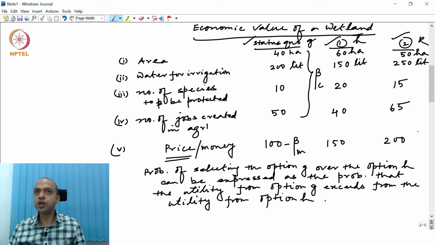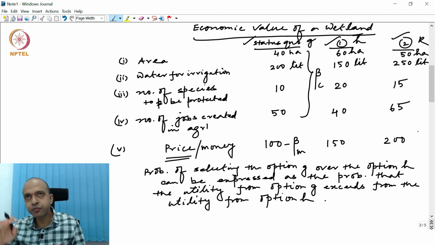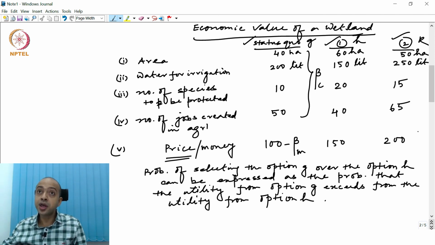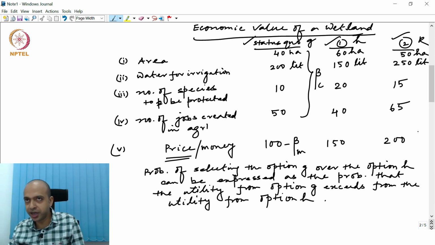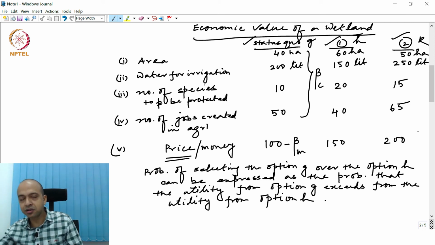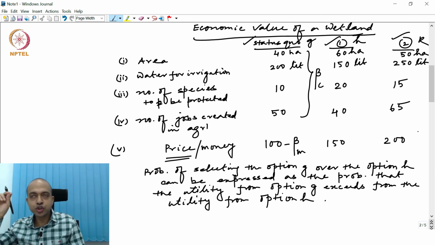In our next lecture, we will move on from the stated preference approach to the revealed preference approach. That means instead of creating the market hypothetically, we will try to estimate the individual's preferences for the environment through a related market. And if you recall, there are two such methods under the revealed preference approach: hedonic pricing and the travel cost method. So we will discuss those two methods in our next session.